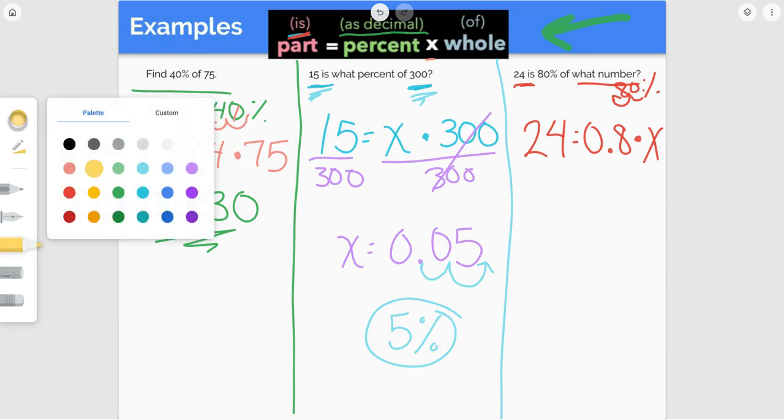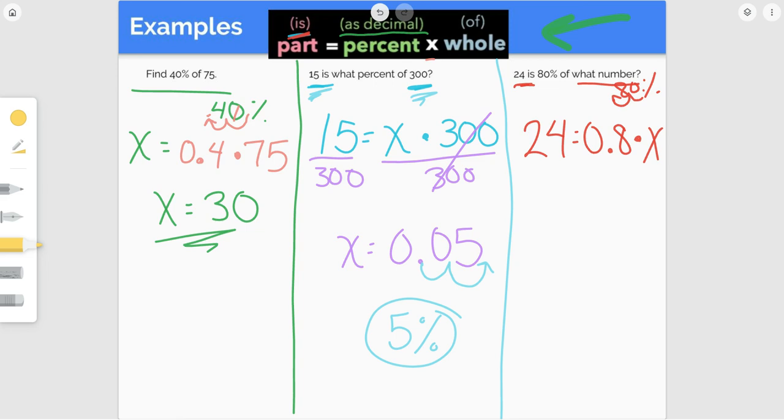Now, inverse operations. I have 0.8 times x. So to get x on its own, I'm going to divide by 0.8. Right? And that's going to cancel it out. Have to do the same thing on this side. So I'm going to grab out my calculator again. 24 divided by 0.8 gives me x is equal to 30. So my whole is 30. So 24 is 80% of 30. And that makes sense because 24 is pretty close to 30. It's not quite 100% of 30, but it's pretty close. So 80% makes sense. All right.